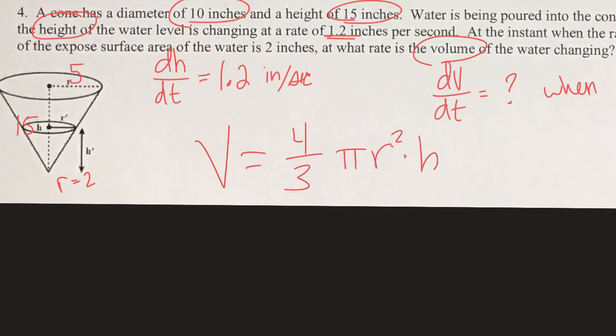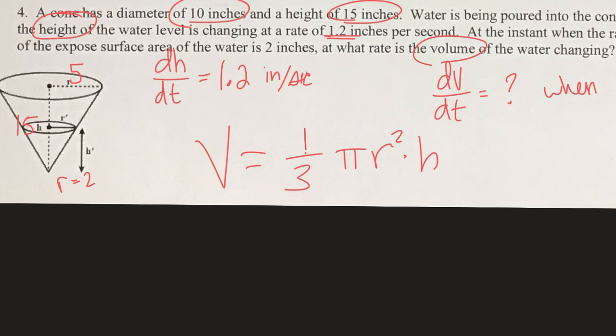So the volume of a cone is 4/3. No, it's not 4/3. That's a sphere. I digress. It's 1/3 pi r squared h. Okay, it's 1/3 of a cylinder. Oh, my brain. Okay, 1/3 of pi r squared h. That was the sphere formula a second ago. This is a cone formula.